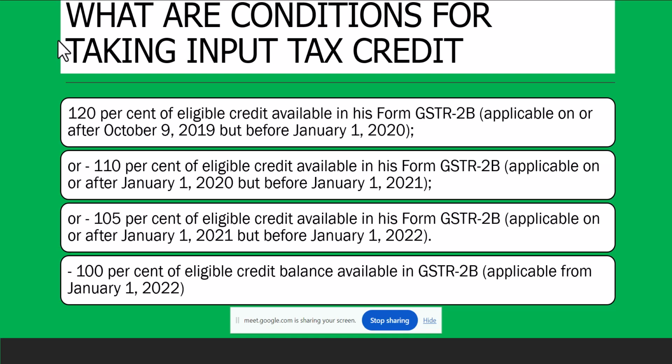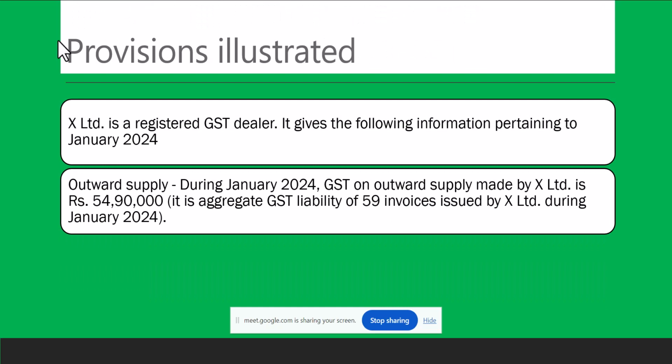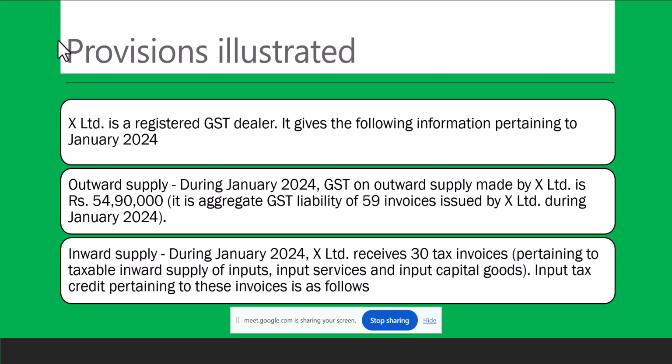Yes, sir. Now, let's say there's a person called X. He is examining his liability as on January 2024. He saw that his outward tax supply liability was 54,90,000. He collected tax of 54,90,000 rupees and raised 59 invoices. Now, for the inward supply he has got 30 invoices, and he entered those 30 invoices in his record.